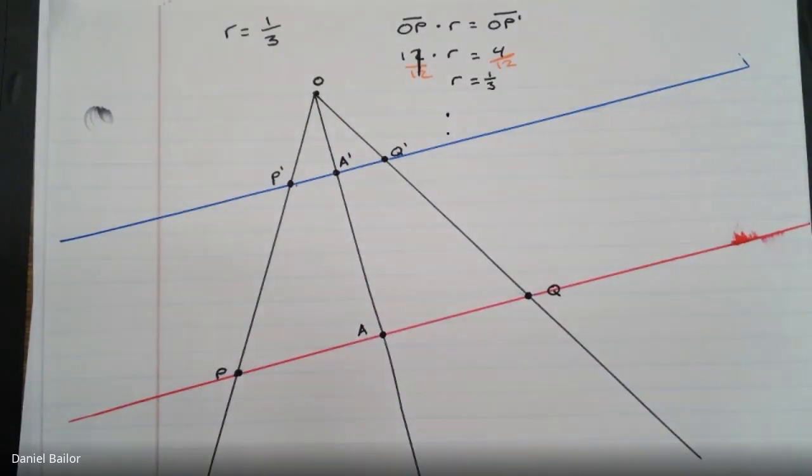So this is what your paper should kind of look like when you're all done. Yours might look a little bit different because you drew different rays than I did, and maybe you put P and Q in different spots.